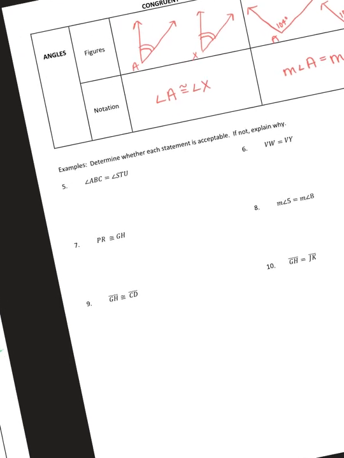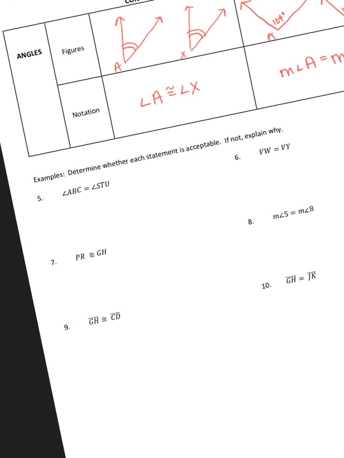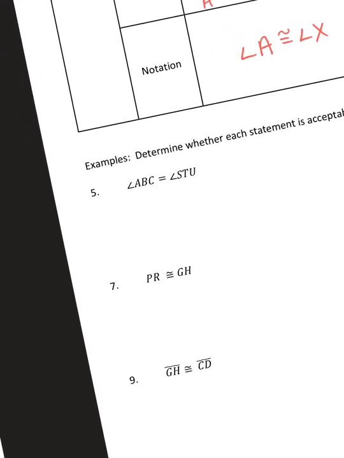All right, let's take a look at these examples. Okay, at any point along the line, I would really encourage you to, whenever you think you're comfortable, stop the video, try the examples on your own, and then check your answers and see how you did. Okay, so the examples say determine whether each statement is acceptable. If not, explain why. So in this first one, we have angle ABC is equal to angle STU.